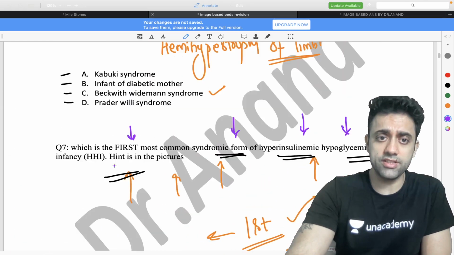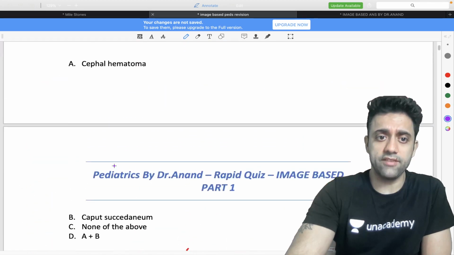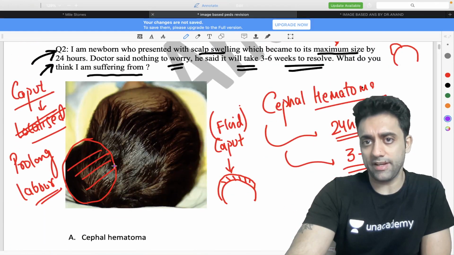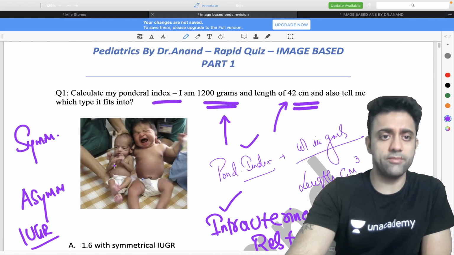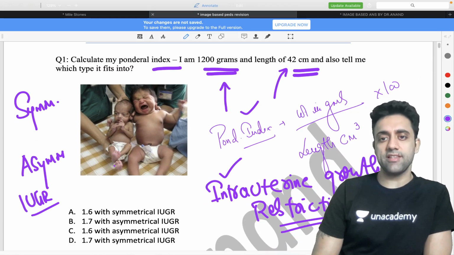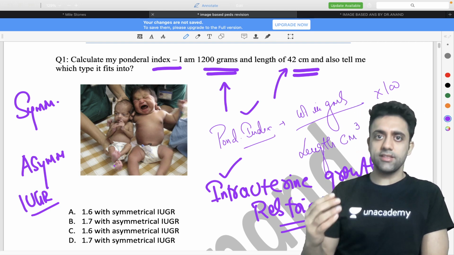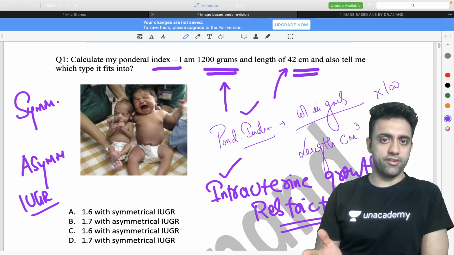We read about Kabuki syndrome. Then also we read about Beckwith-Wiedemann syndrome. Then also we read very importantly about cephalhematoma and caput succedaneum. Then also we read about the Ponderal Index, which is nothing but weight in grams divided by height in centimeters cubed, into 100. Ponderal Index is used to differentiate symmetrical and asymmetrical IUGR.